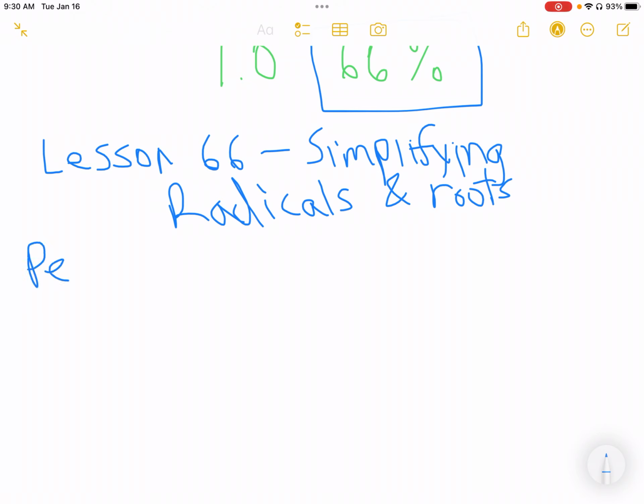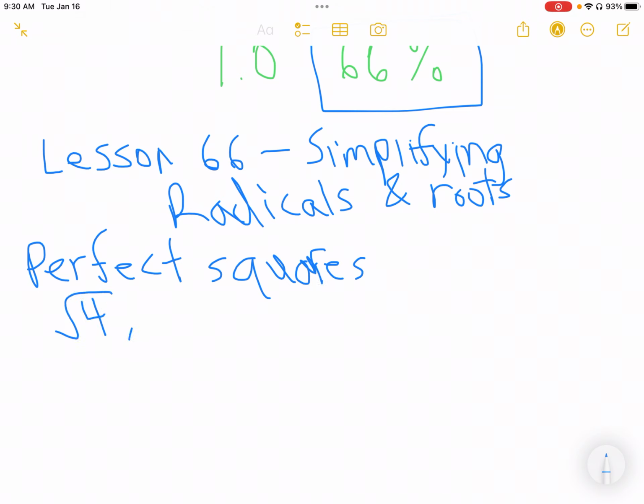We talked about this last week, but I want to think perfect squares, right? So perfect squares, what were those again? Just try to refresh your brain as I write this down here. Perfect squares are something like square root of 4, square root of 9, square root of 16, and I can keep on going. But if I solve these, I end up with a whole number out of them.